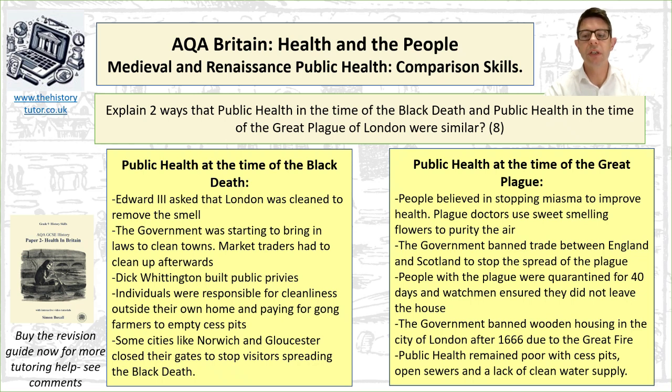The government banned wooden houses afterwards because we had the Great Fire of London. So again, in the era of this, we've got improved safety of housing. And public health remained poor with cesspits, open sewers and a lack of clean water supplies. And many thousands of people died due to the Great Plague.